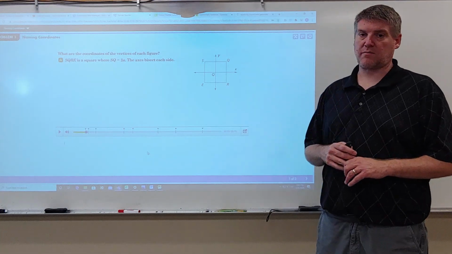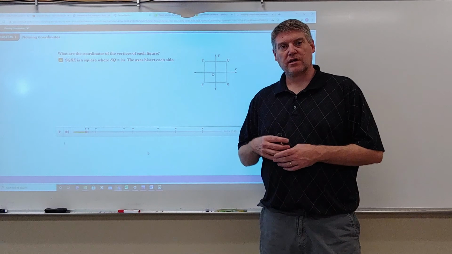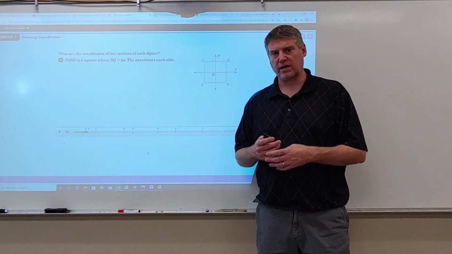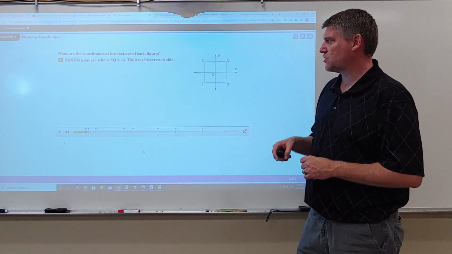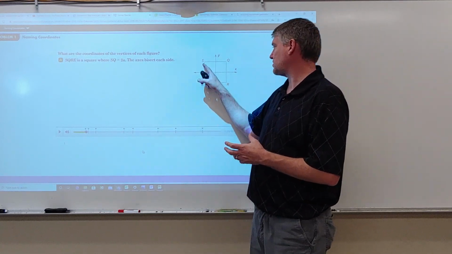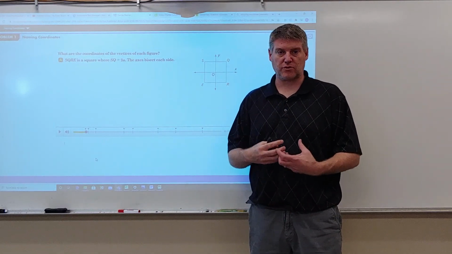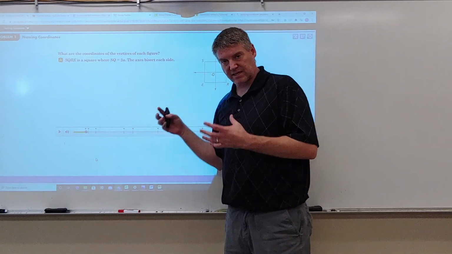All right, we're going to talk about applying coordinate geometry to these images and getting an idea of how we would label them. So the first one we have is SQRE, a square, where SQ is equal to 2a. So the length of that is equal to 2a. And the axes bisect each side.